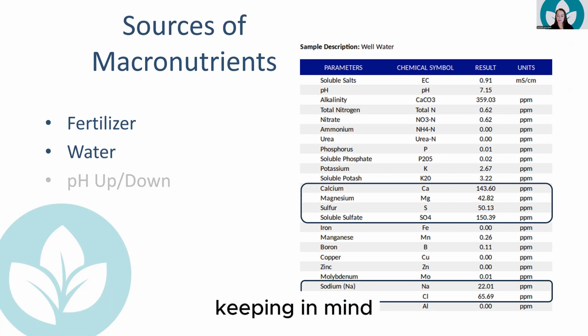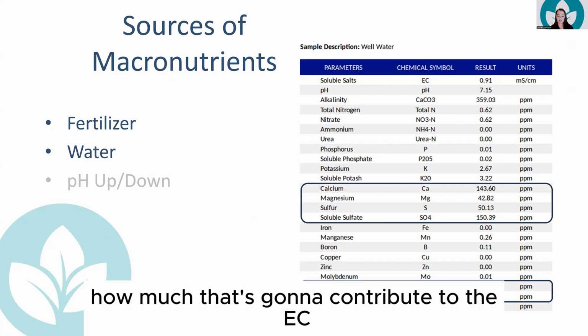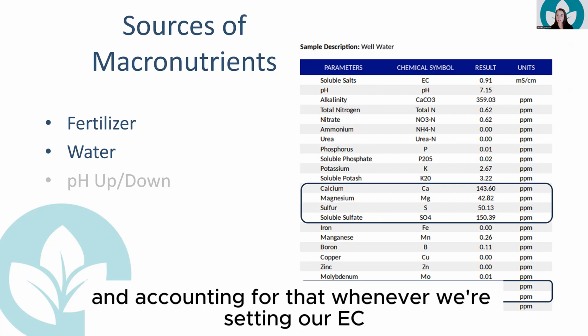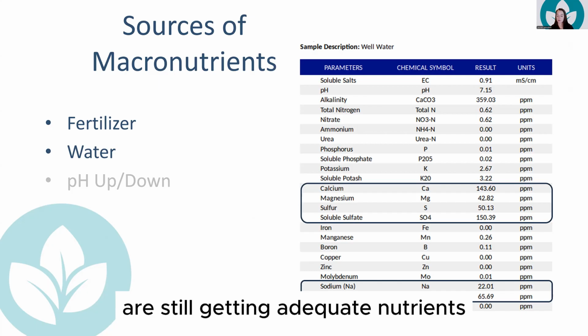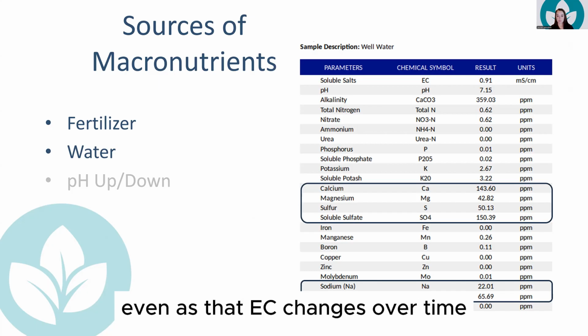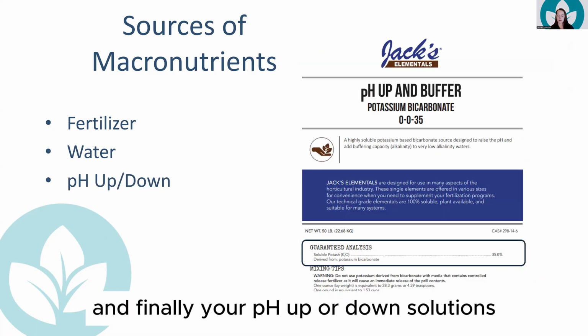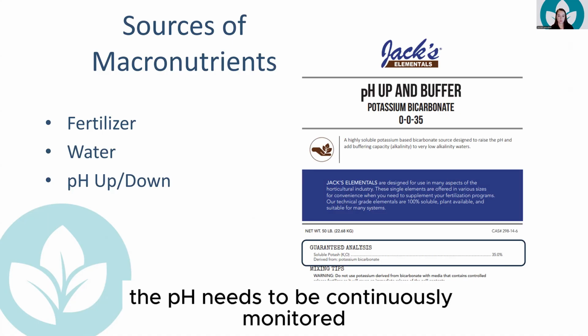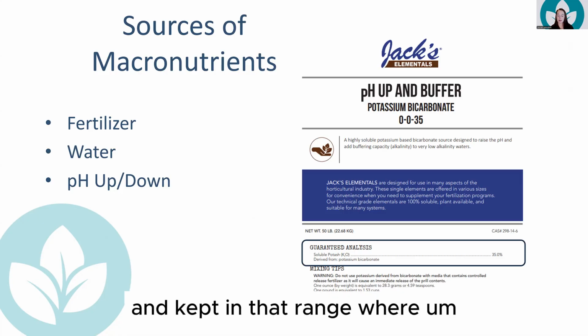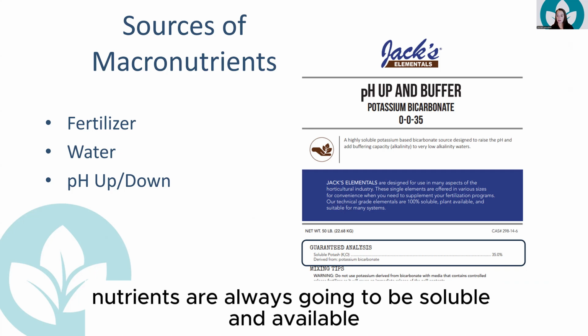So keeping in mind how much that's going to contribute to the EC, and accounting for that whenever we're setting our EC set points, to make sure that the plants are still getting adequate nutrients even as that EC changes over time. And finally, your pH up or down solutions. We all know that with our hydroponic nutrient solutions, the pH needs to be continuously monitored and kept in that range where nutrients are always going to be soluble and available.